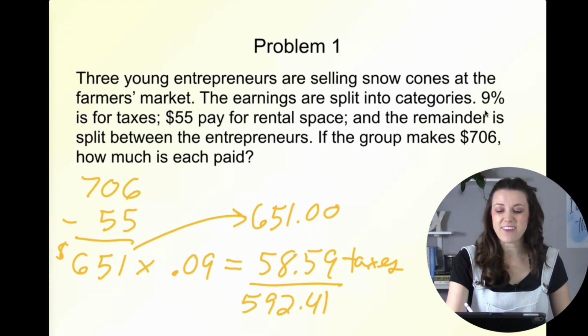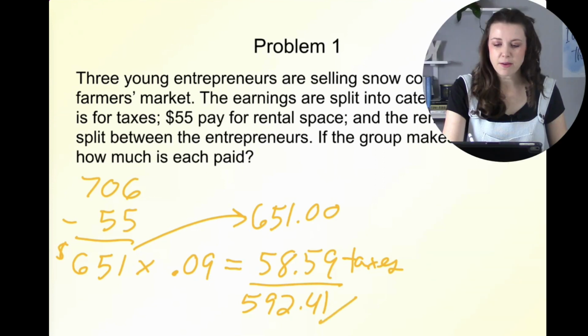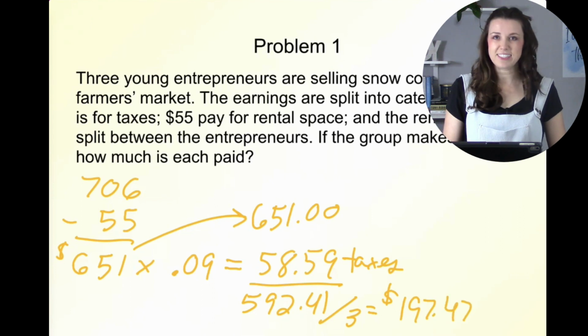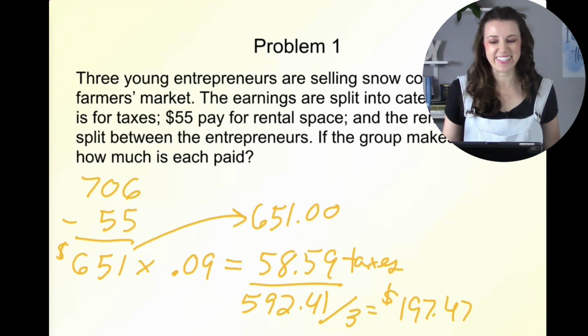So now we're going to divide this number by the 3 entrepreneurs, and each one is going to get $197.47. Pretty good day for selling snow cones, right?